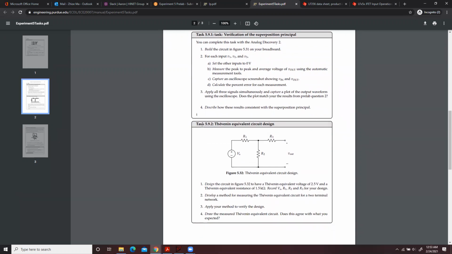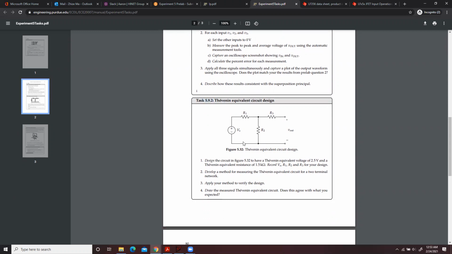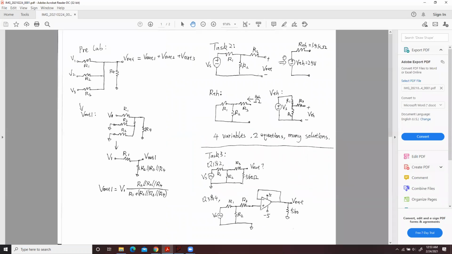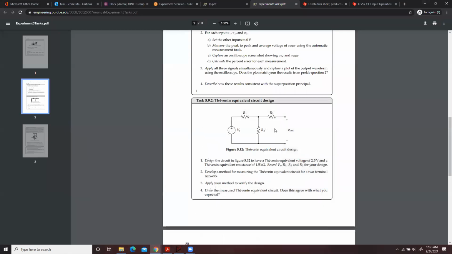And then the task 2, the Thevenin equivalent circuit. Okay, so what Thevenin equivalent circuit is this? Okay, it's just a voltage source in series with a resistor. And if you check question 1, it has the requirement that you want the VTH, the Thevenin equivalent voltage, 2.5 volt, and the Thevenin equivalent resistance 1.5 k ohm.